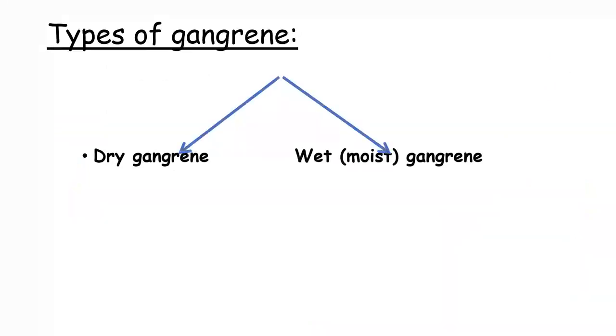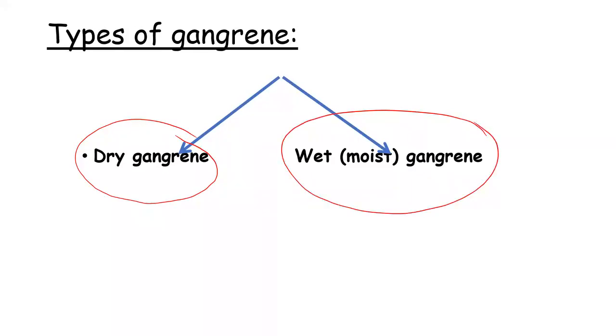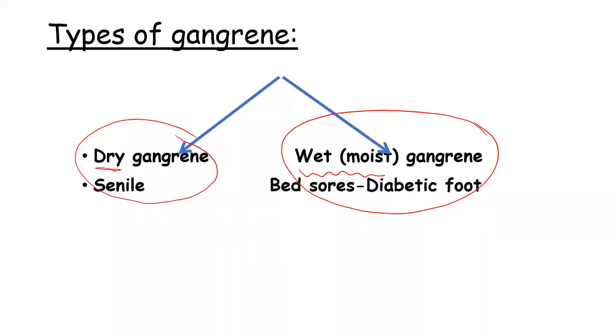The types of gangrene. We may have a very low amount of water inside the gangrenous part, or we have a lot of water in the gangrenous area. If we don't have water, it is called dry gangrene. If we have a lot of water inside the gangrenous organ, we call it wet or moist gangrene.